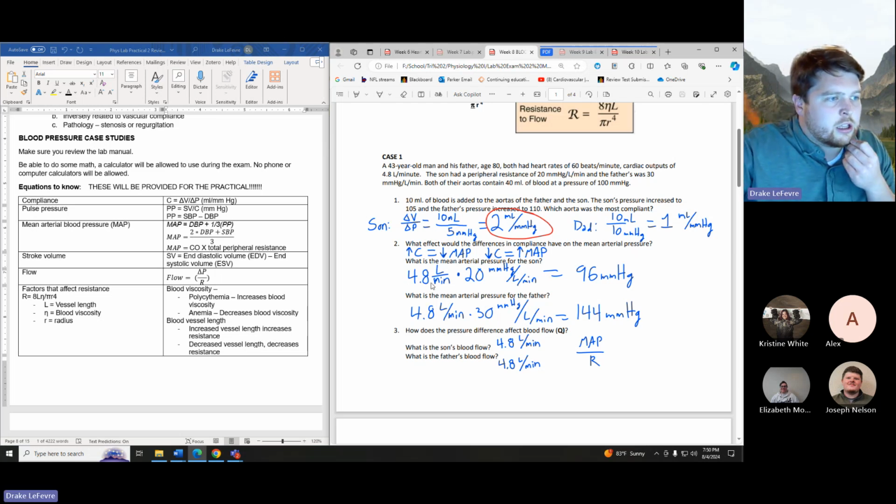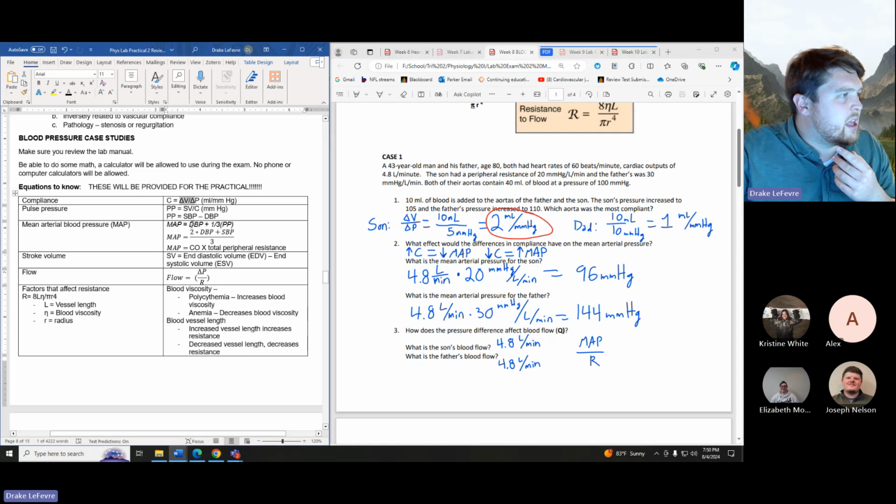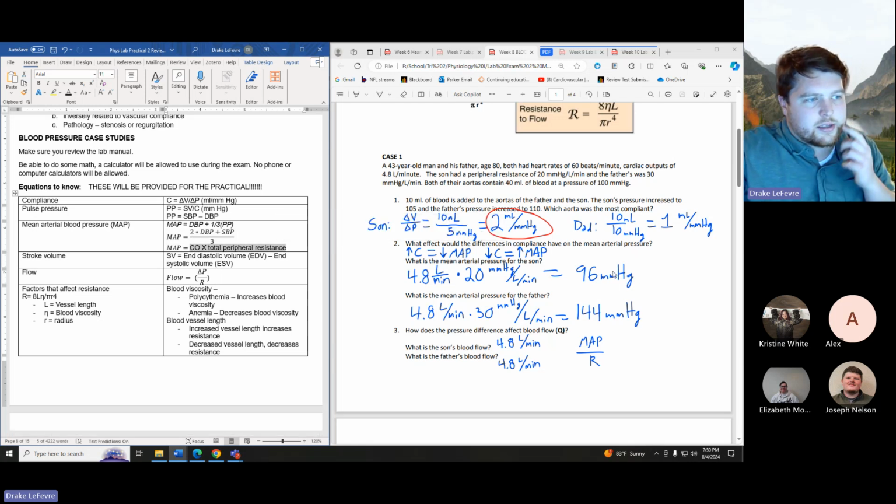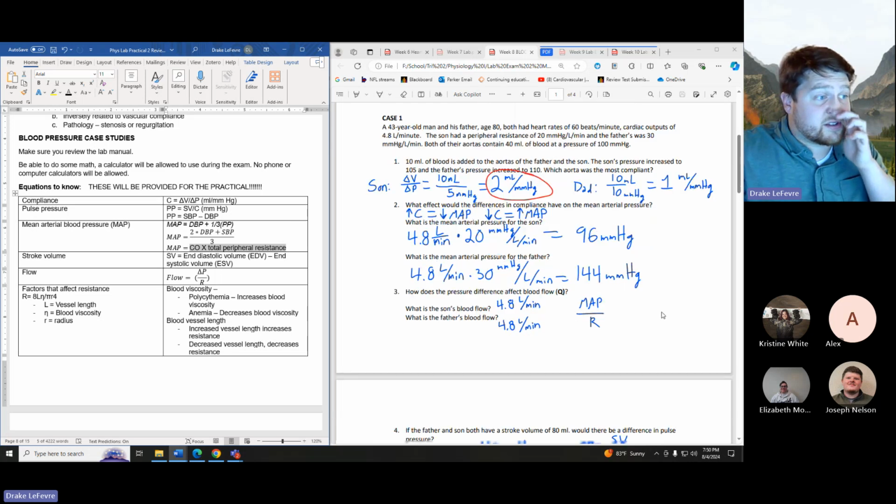So again, a lot of this is just going to be the straight calculations of mean arterial pressure. So we look at mean arterial pressure. Our three different ways to write it is our cardiac output times the total peripheral resistance, and it gives us our numbers.